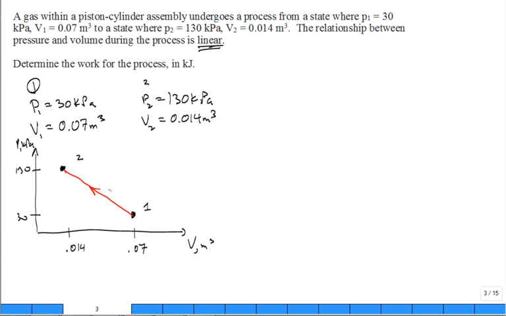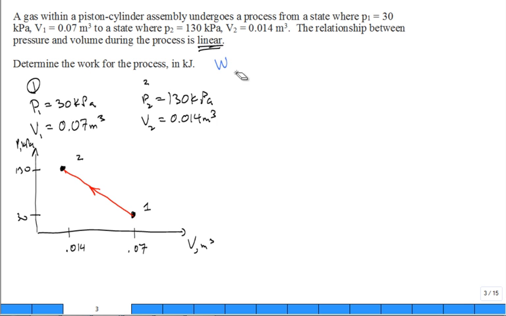Now we look at the problem statement and it says, determine the work for the process. I'm looking to calculate something. What symbol should I use for the something I'm asked to calculate? W, capital W, right? So let's find W. It's the work for the process. This is a boundary work. You could put WB. You don't have to. W is good enough for me, but it's a boundary work.